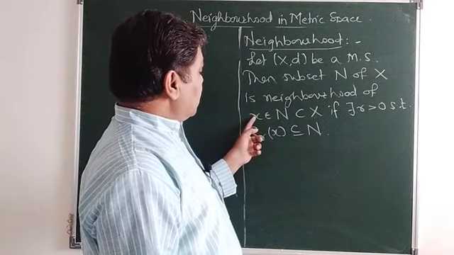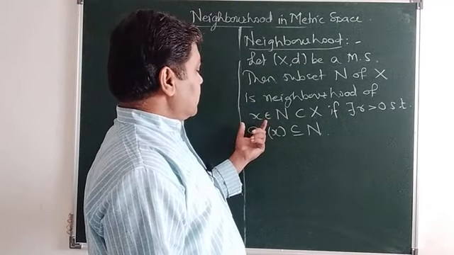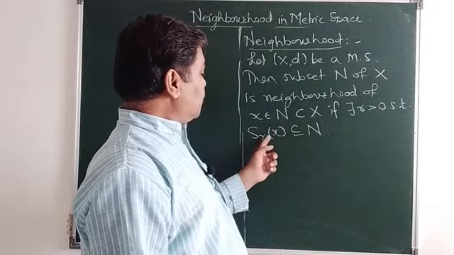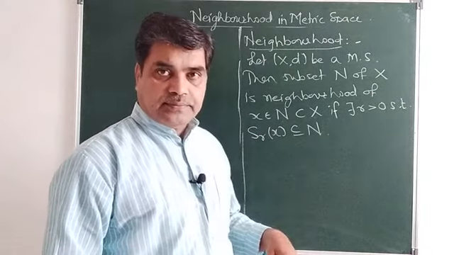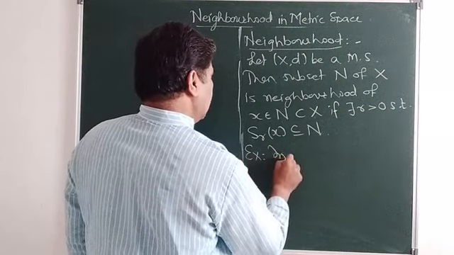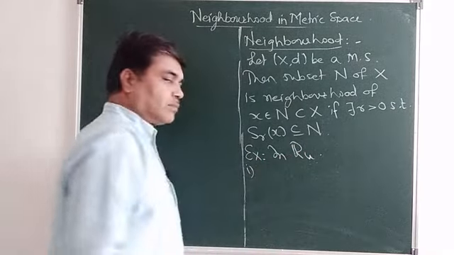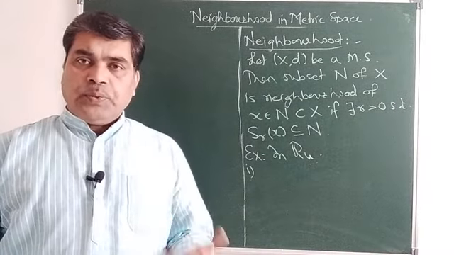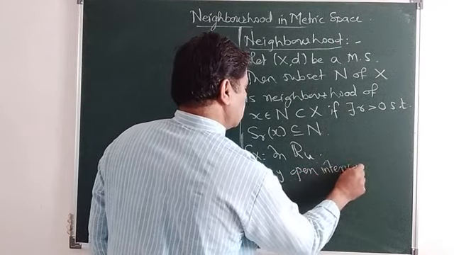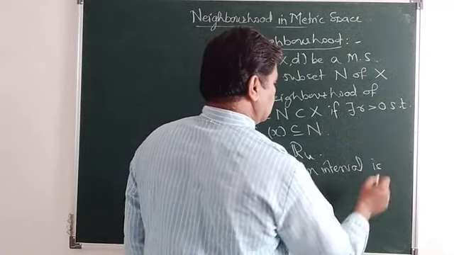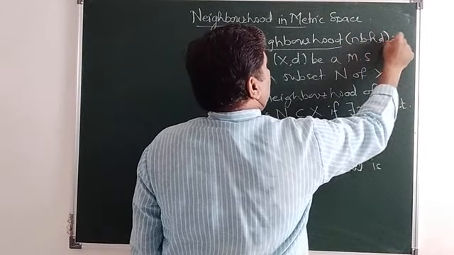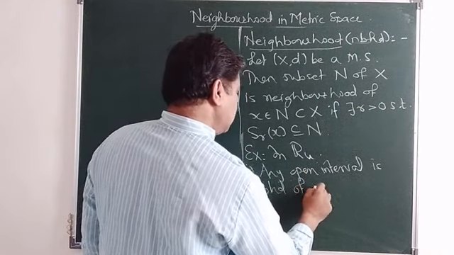So N is said to be a neighborhood of its point if you are able to find at least one open sphere about that x which lies completely inside N. That is, if there exists an open sphere containing x and lying in N. For example, first in R, u, any open interval in R, u is a neighborhood, I use NBHD for neighborhood, of each of its points.